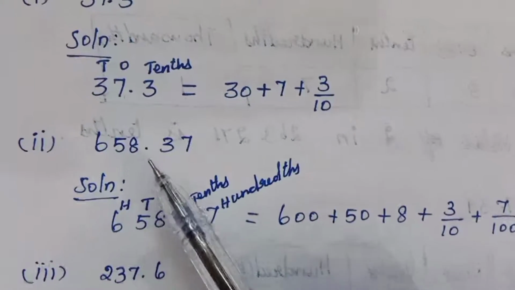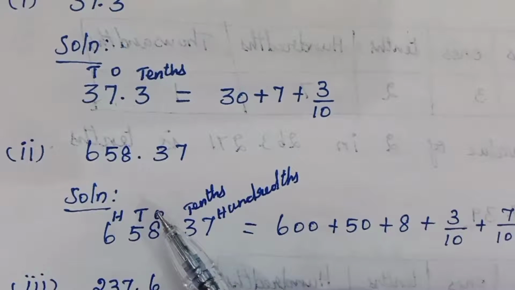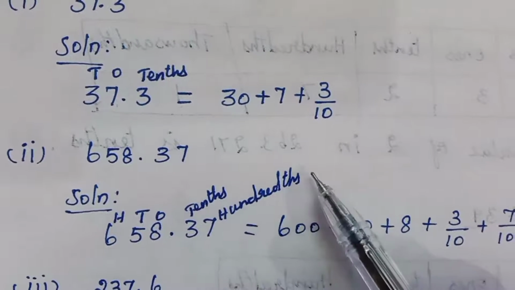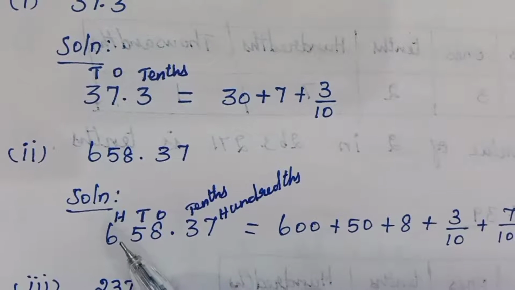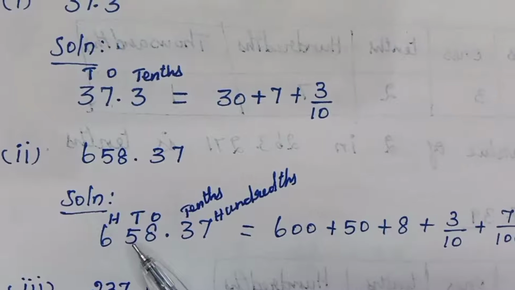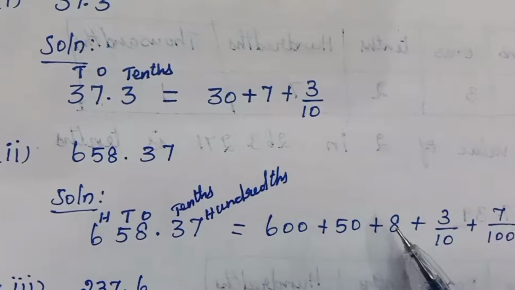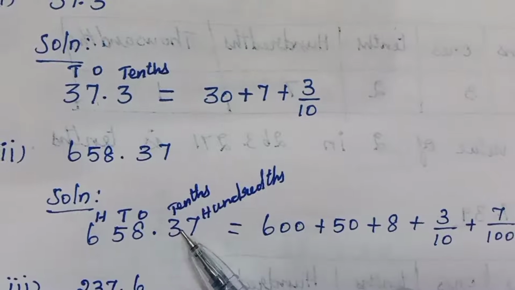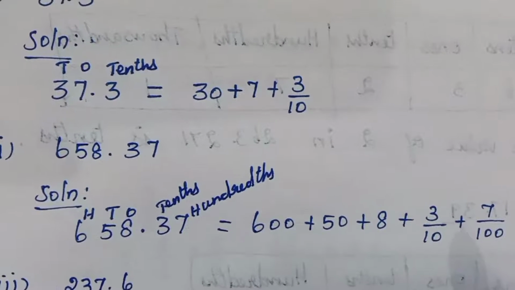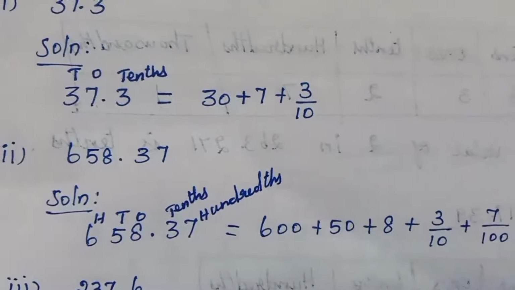Second problem, 658.37. Write the given number. Denote the place values ones, tens, hundreds. For the decimal side, tenths, hundredths. So how many hundreds are there? 600. So 6 hundreds. How many tens are there? 5 tens. So 5 tens means what? 50. How many ones are there? 8. 8 ones means 8. Tenths, so that is 3 by 10. Hundredths, the denominator we have to write 100. So that is 7 by 100. Like that you have to find for the third problem and fourth problem.